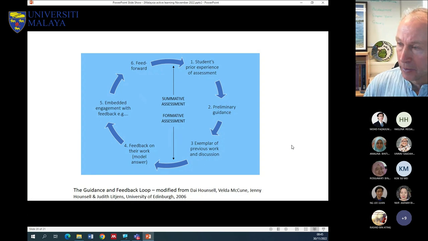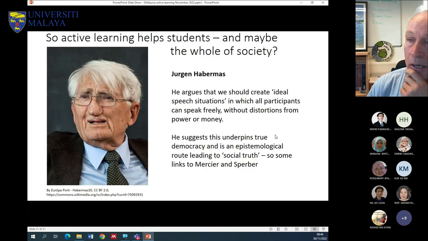So this is sometimes helpful, the guidance and feedback loop. This is what we can perhaps aspire to in designing our courses. We can think about students' prior experiences of assessments, give them preliminary guidance, use exemplars of previous work, give feedback on their initial work, perhaps a model answer if we've got very large classes. We can embed engagement with feedback. So we can require, for example, we can say, right, tell me what you thought about that feedback. I'm going to assess your assessment of the feedback. That becomes feed forward and so on. We've got to be much more sophisticated with feedback than we usually are. And that might mean doing less assessment to create space for it.